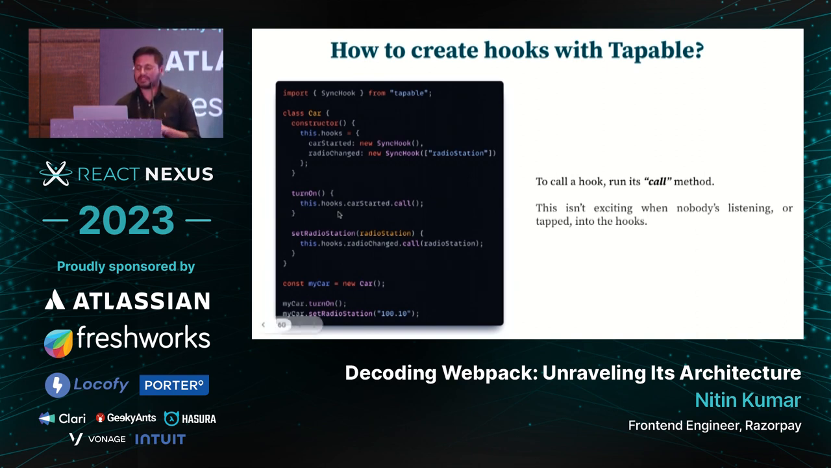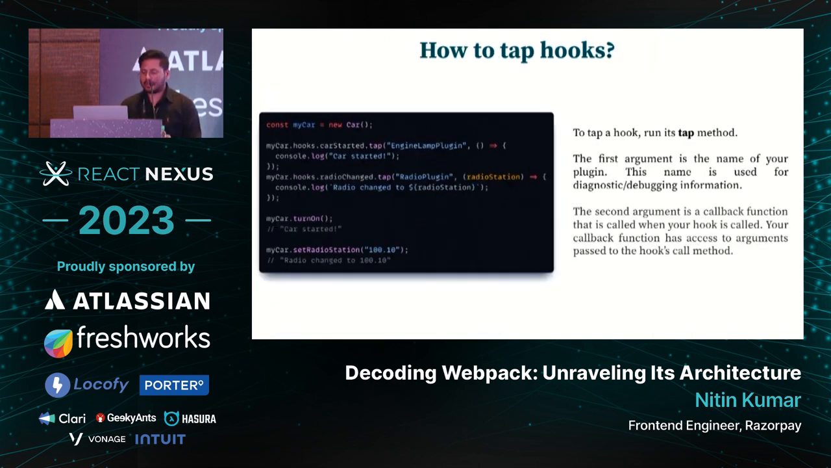It's not exciting when nobody is listening. So let's see how plugin authors, or the consumers of this Car class, will leverage these hooks. To tap into hooks, or to use the hooks, you run its tap method. For example, here you can see we have initialized a car instance, myCar, and then we have tapped into two hooks: myCar.hooks.hookName.tap.